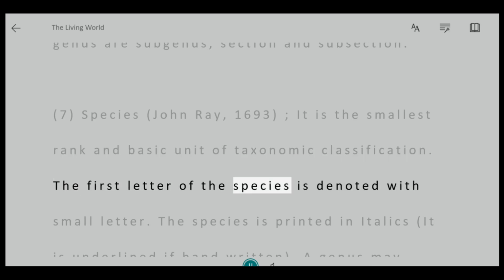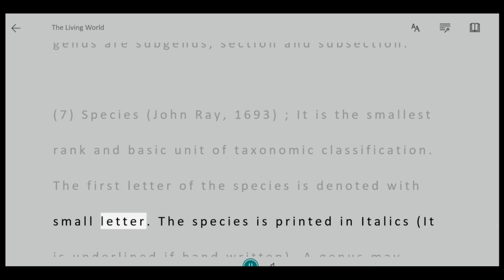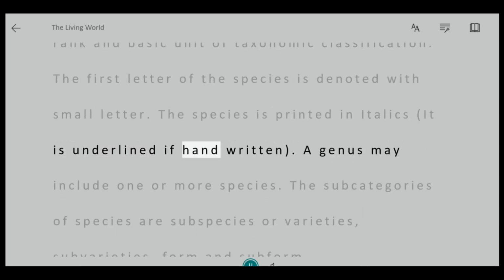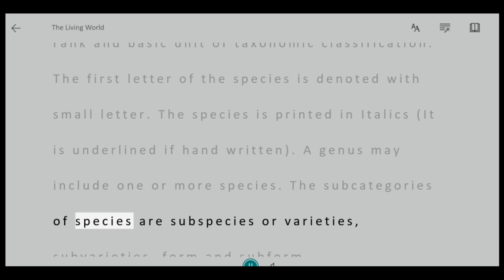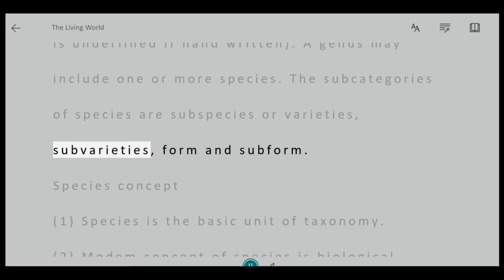The first letter of the species is denoted with a small letter. The species is printed in italics, it is underlined if handwritten. A genus may include one or more species. The subcategories of species are subspecies or varieties, subvarieties, form and subform.